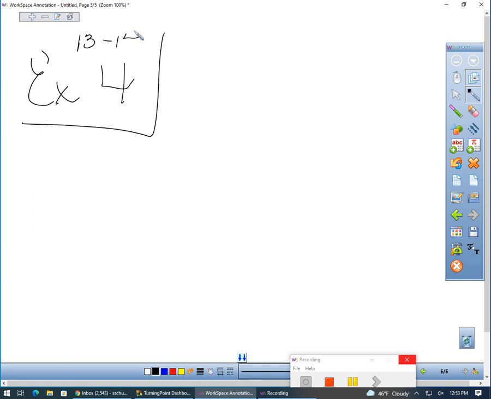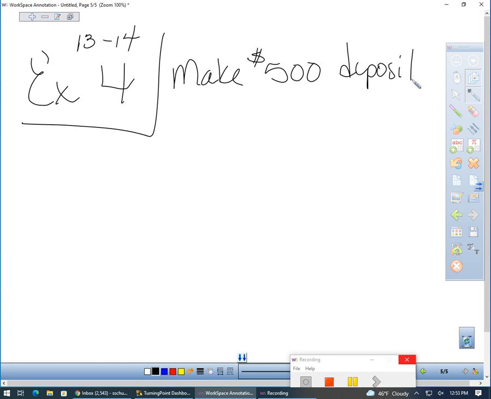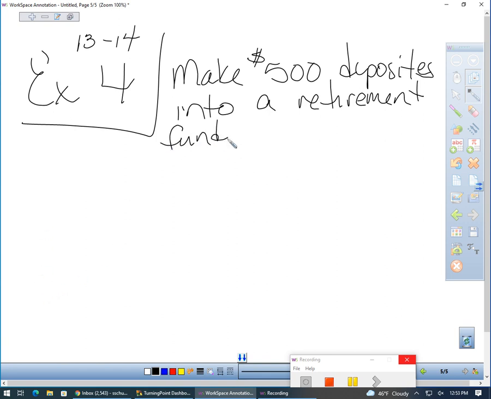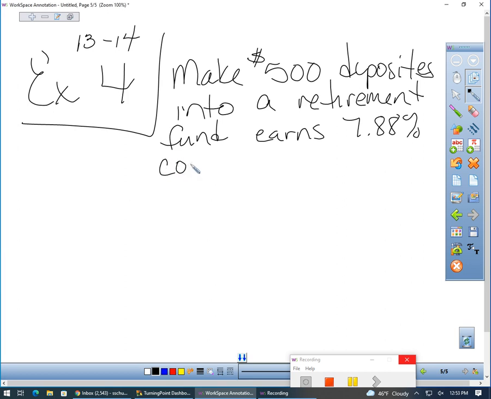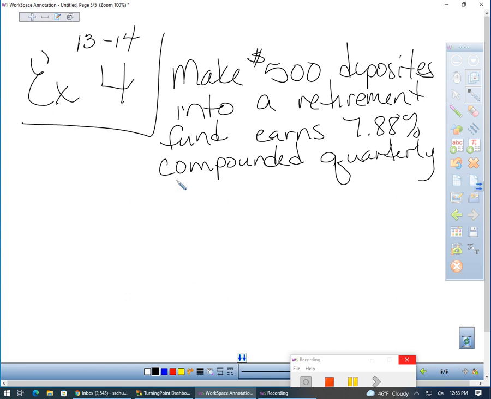So here is example number 4. In example number 4, this is your 13 and 14. Let's say I am going to make $500 deposits or payments into a retirement fund. And let's say this fund earns 7.88% compounded quarterly, we'll say. And for 20 years. Okay, I still got 20 years before I can retire. I want to know how much money I'm going to have in that account.